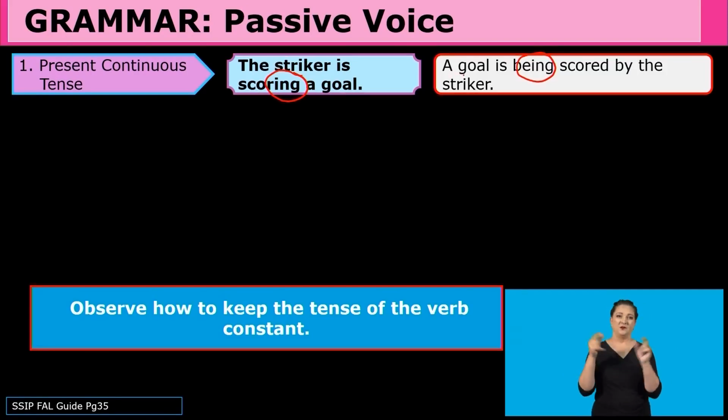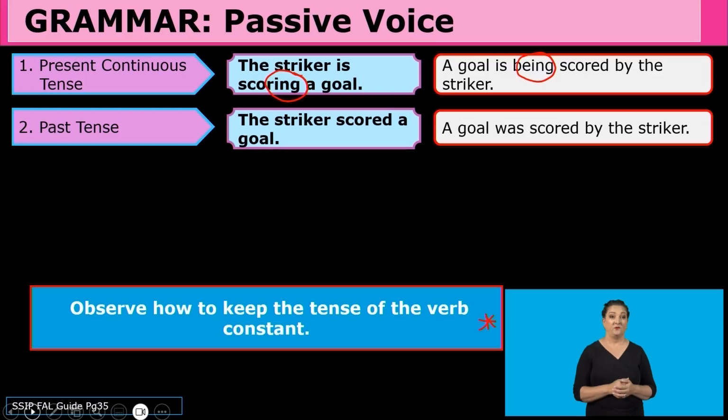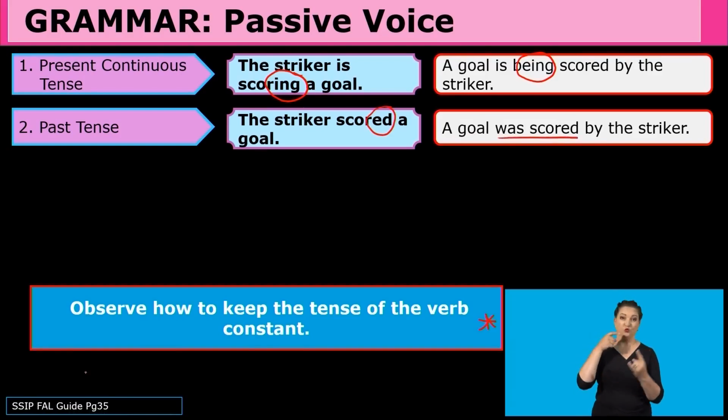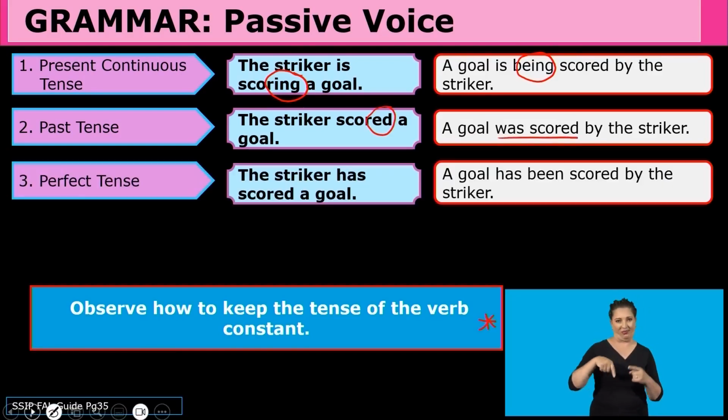It's now the subject of the sentence, all right? Observe how we keep the tense of the verb constant, and this is of paramount importance. Let's look at our next example. In the past tense, the striker scored a goal. Remember the ed ending? A goal was scored by the striker, keeping our verb constant. The present perfect tense, the striker has scored a goal. Then our tense is maintained: has been scored, all right?